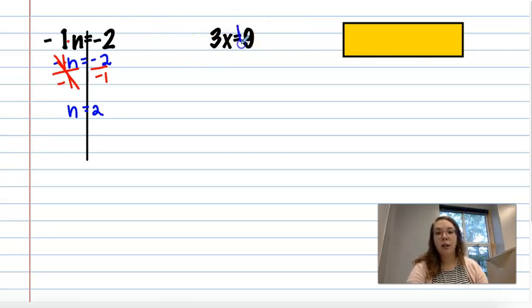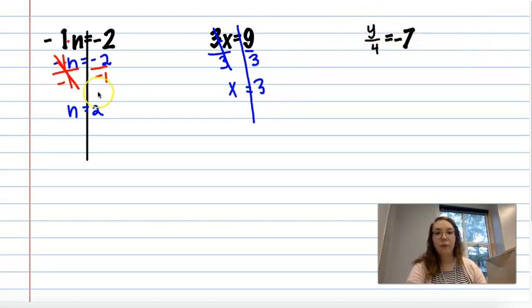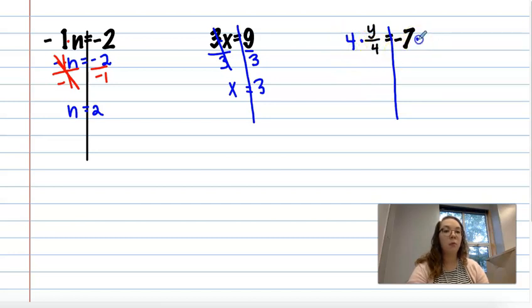3x equals 9. Again, right next to each other. They're connected by multiplication. The opposite is division. So we're dividing by 3. 9 divided by 3, I hope you know, is 3. Here we go. This one is connected by division. Fractions are the same as division, as a reminder. So a fraction bar is division. The opposite of division is multiplication. So to get rid of it, we will multiply by 4. -7 times 4 is -28. You have one of each, so your final product is negative.